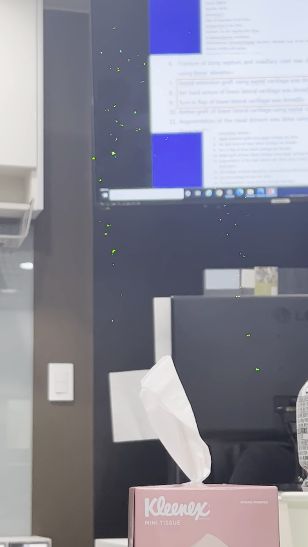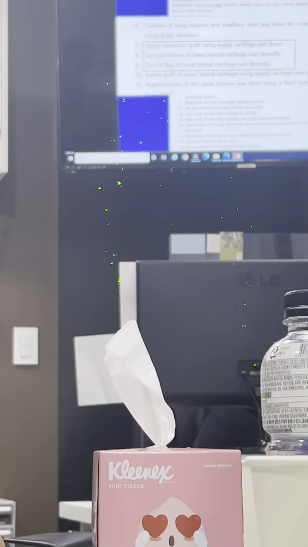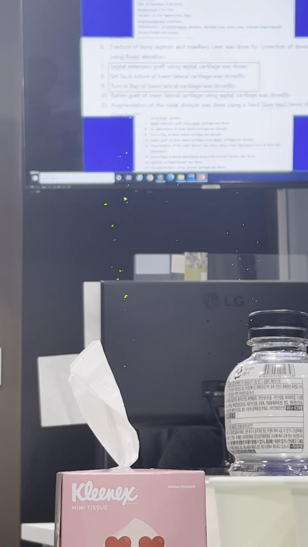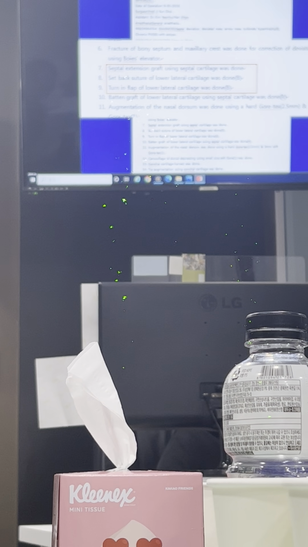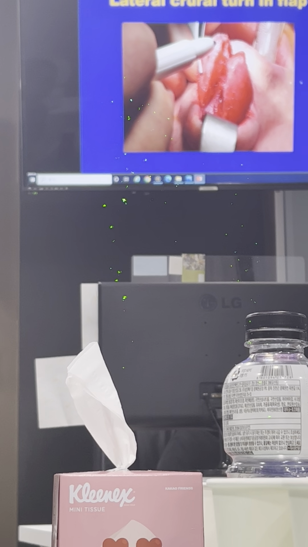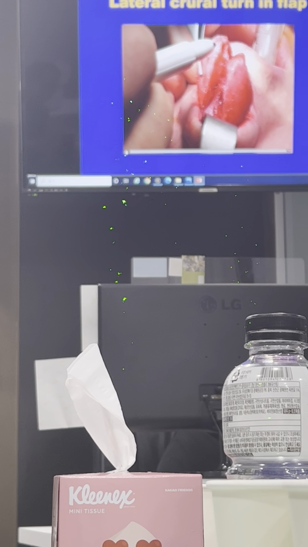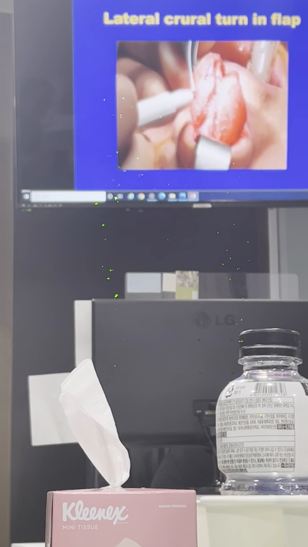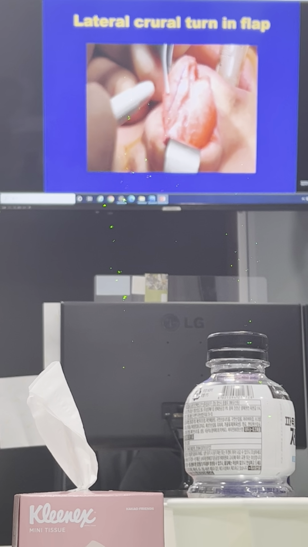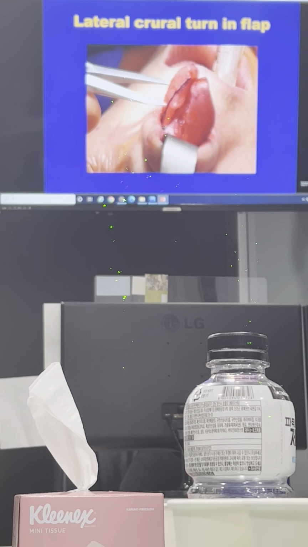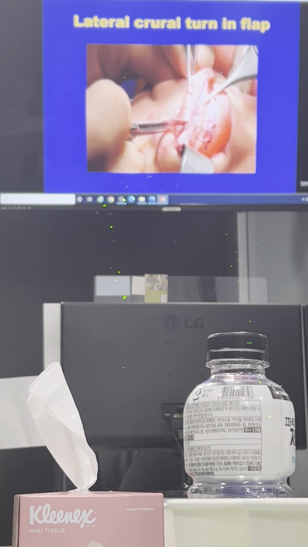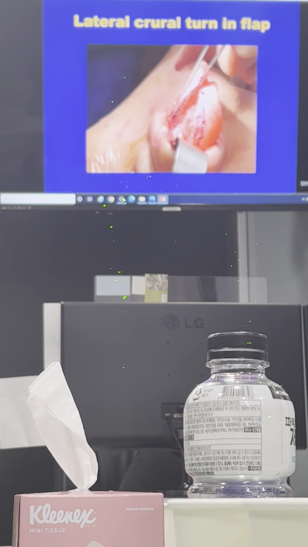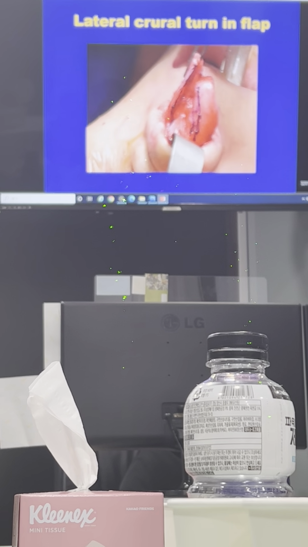So I did a septal extension graft using septal cartilage, and then a septal suture of the lower lateral cartilage and a turning flap of the lower lateral cartilage. This is a turning flap of the lower lateral cartilage. For the correction of convexity, in some patients the lower lateral cartilage is concave. I want to make the lower lateral cartilage more straight and more convex.